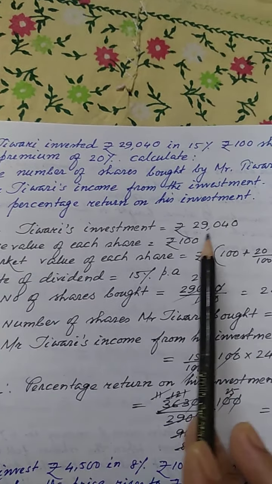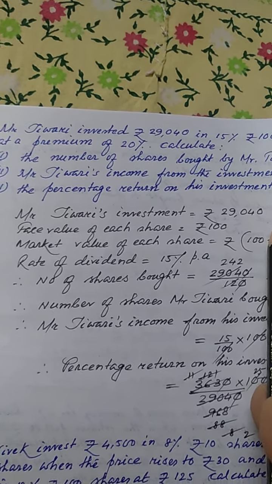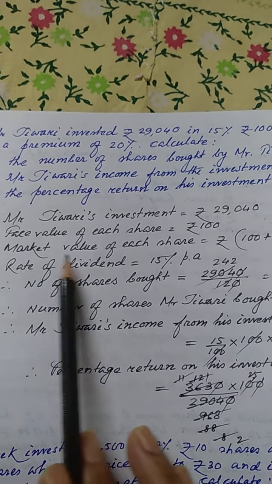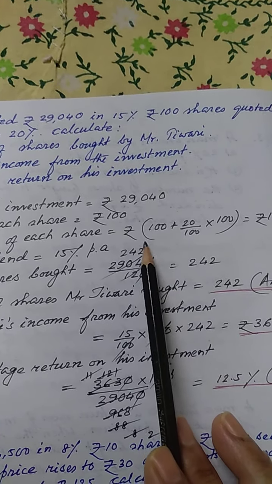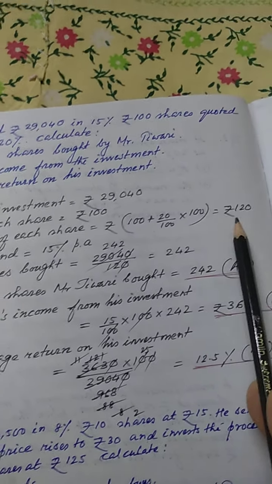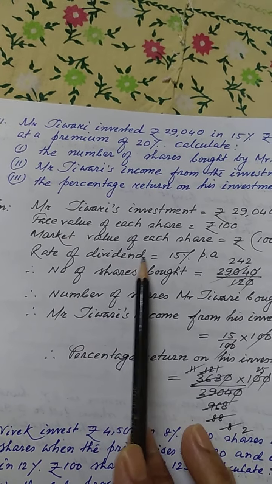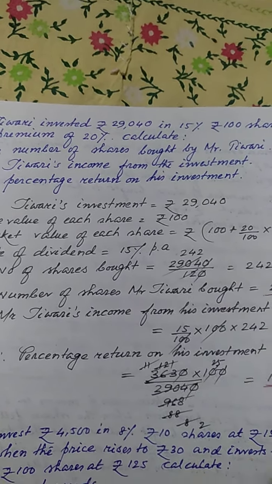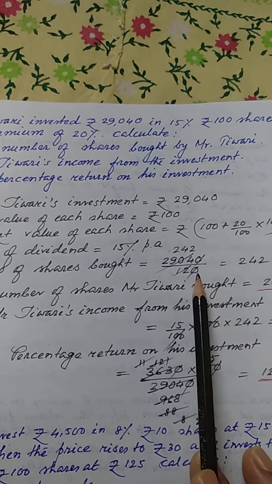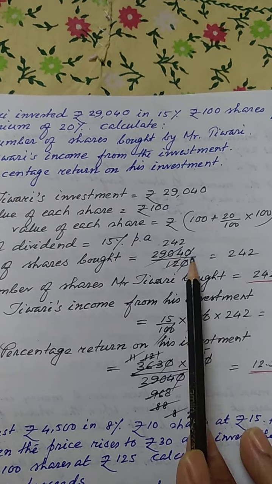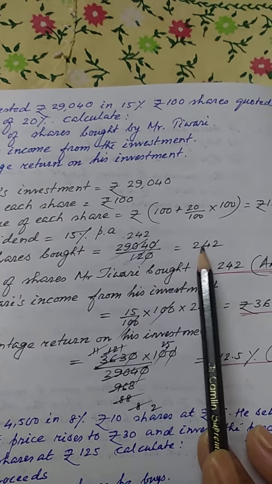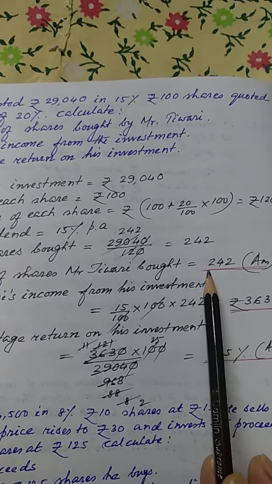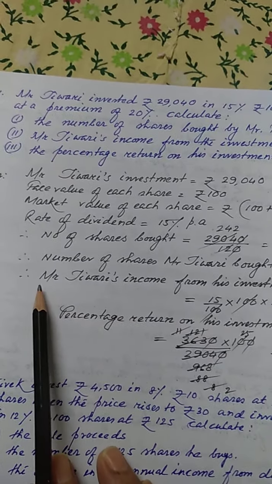So here Mr. Tiwari's investment is rupees 29,040. Face value of each share is rupees 100. Market value of each share is 100 plus 20% of 100, that is rupees 120. Rate of dividend given is 15% per annum, and then number of shares bought will be 29,040 divided by 120. That is total amount invested by market value of each share, and it is coming 242. So the number of shares Mr. Tiwari bought is 242.